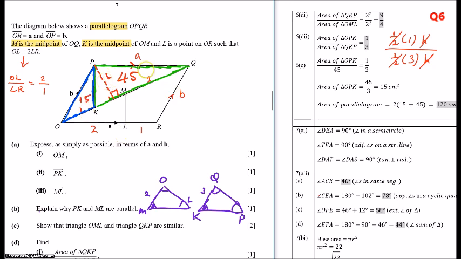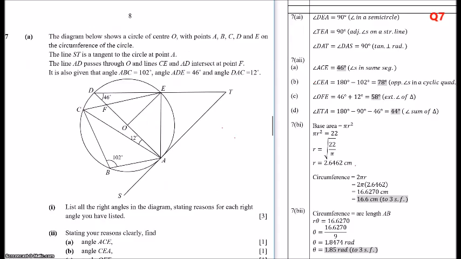And since this whole thing is a parallelogram, obviously these two triangles and these two triangles are the same, so this whole thing should be 60, and that's why the answer is just 60 plus 45 plus 15, which is equal to 120. Okay, thank you. So this is the question. The next question we're going through will be question 7a.